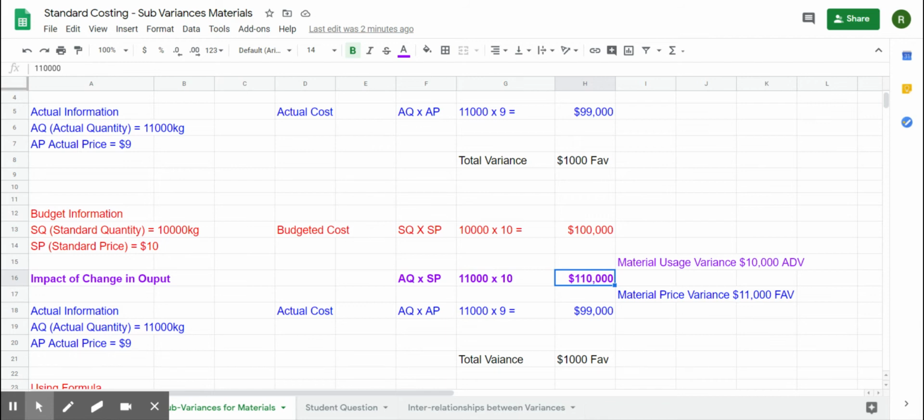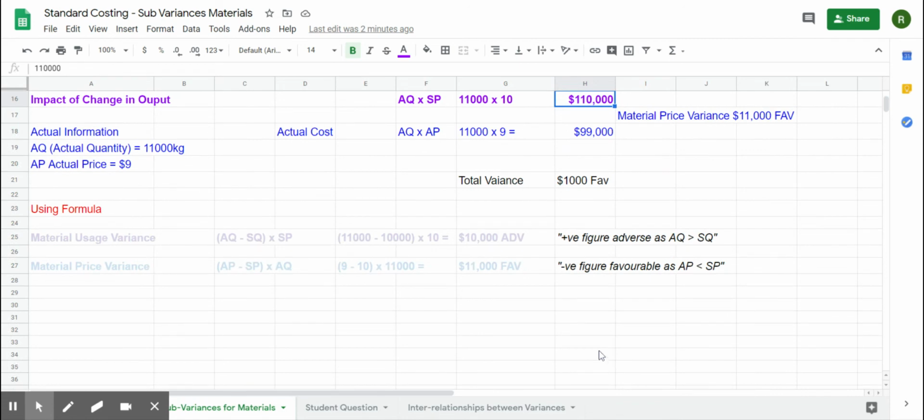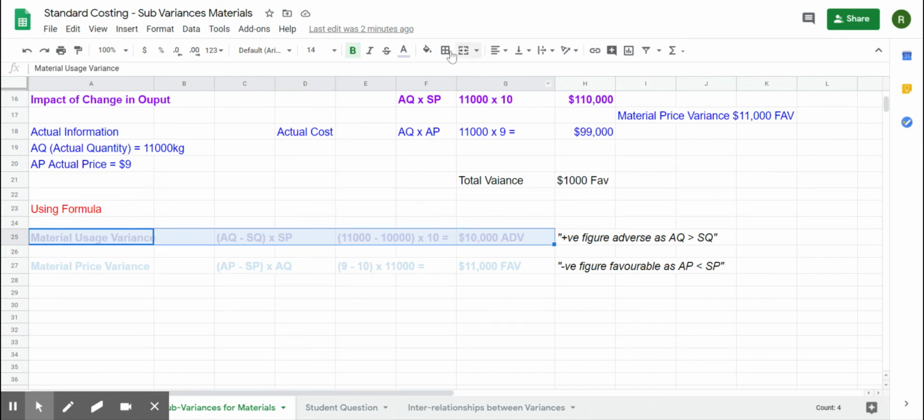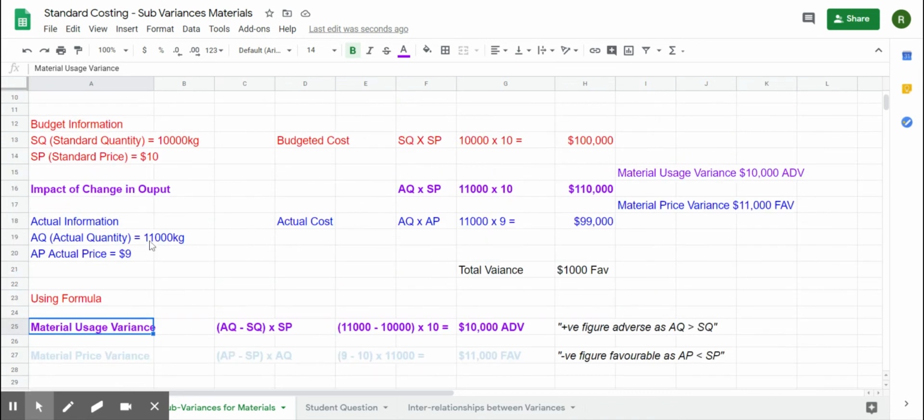Now, for some of you this is fortunate, for some it's unfortunate. What you are going to need to do is to learn some formula for doing this. Material usage variance is the actual quantity minus the standard quantity times by the standard price. Okay, 11,000 minus 10,000 multiplied by the original 10,000 price, and that gives you a 10,000 adverse variance.